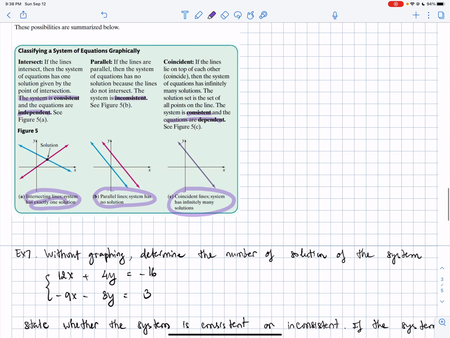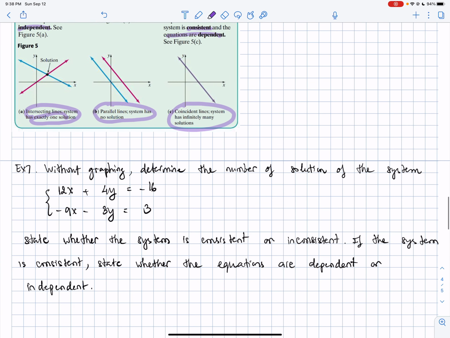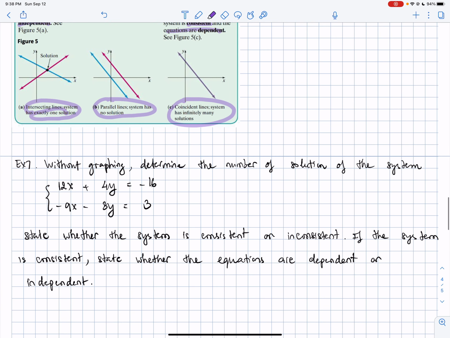So we're going to base on this table to solve example number 7. In example number 7, we do not need to graph, but we need to determine the number of solutions of the system.